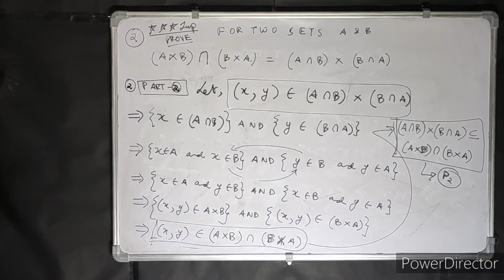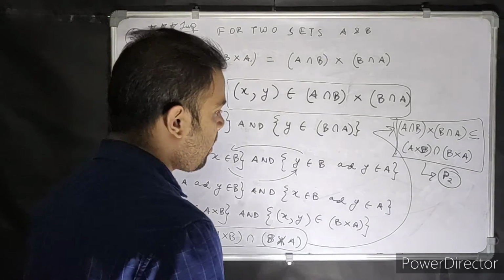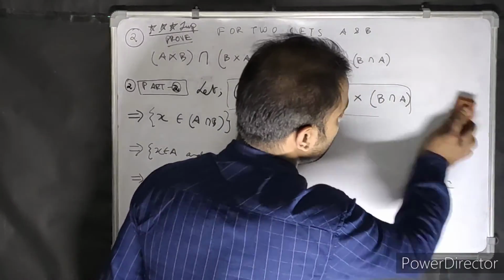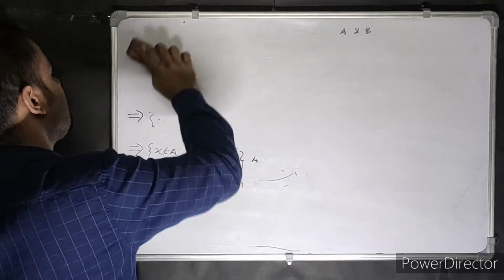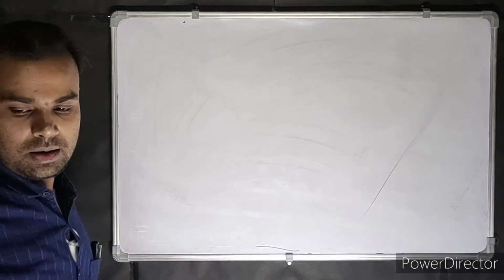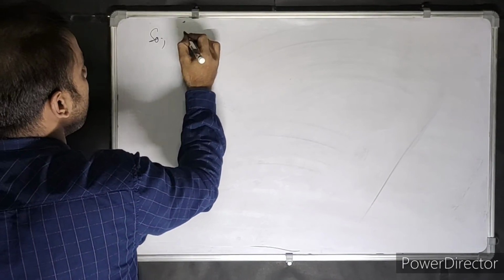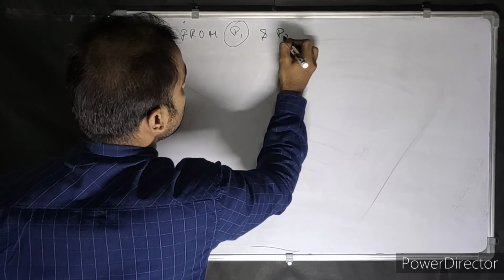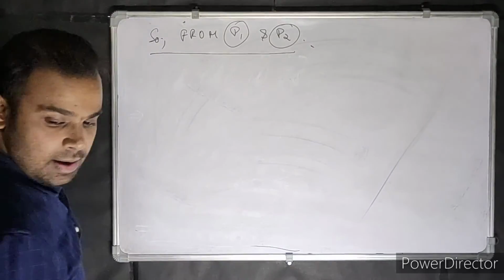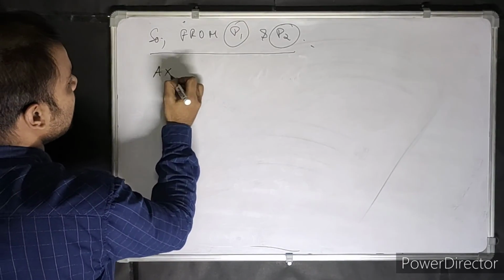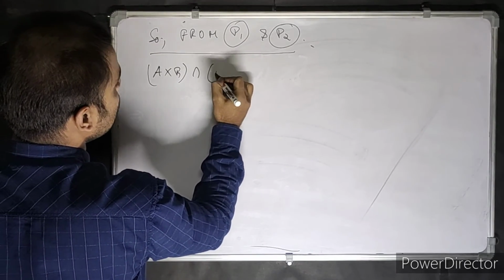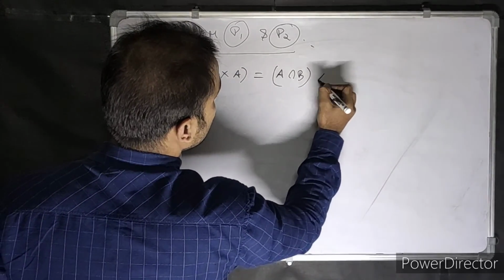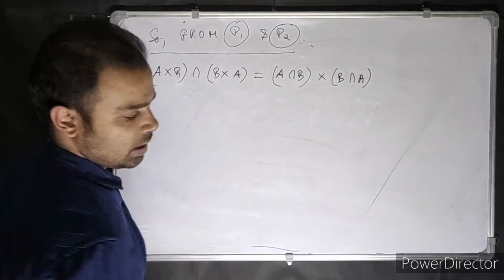Now next step is what to do. Just write from P1 and P2 that they are equal. From P1 and P2, you just have to write that it's done. Question is done. So from P1 and P2, you can write that A cross B intersection B cross A is equal to A intersection B cross B intersection A.